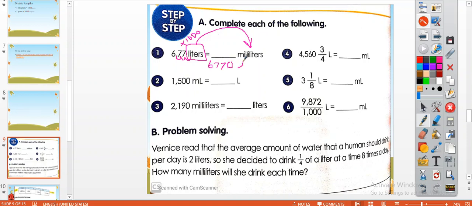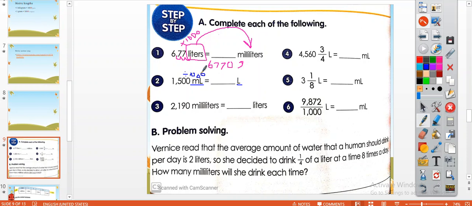6,770 milliliters. Okay, now from milliliters to liters. Remember, what are you converting? Am I converting from a small unit to a big unit? Yes, from a small unit to a big unit, which means dividing by, yep, 1,000. So remember, it is division.